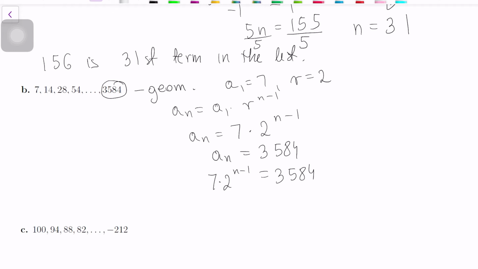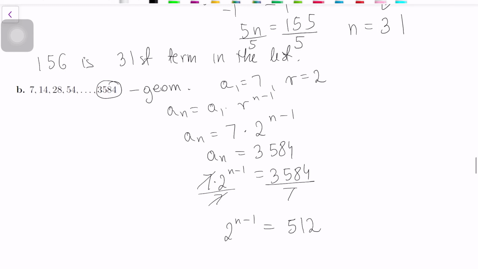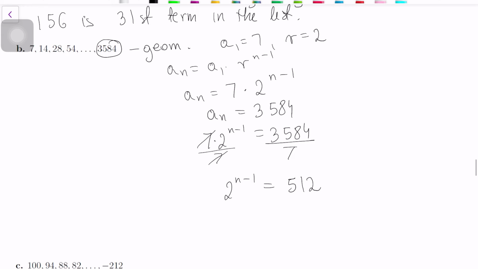So that means I can now, first I need to divide by 7 to cancel this 7 here, to isolate the exponential expression, okay? And that's going to end up being 512. You can use a calculator for that.